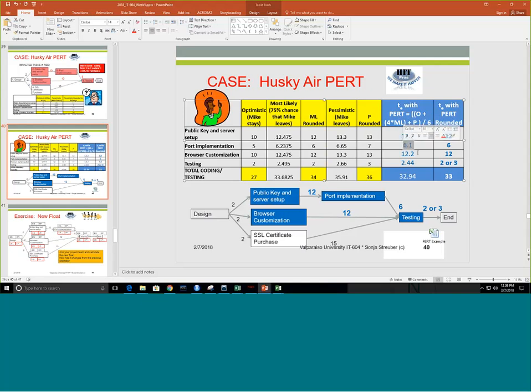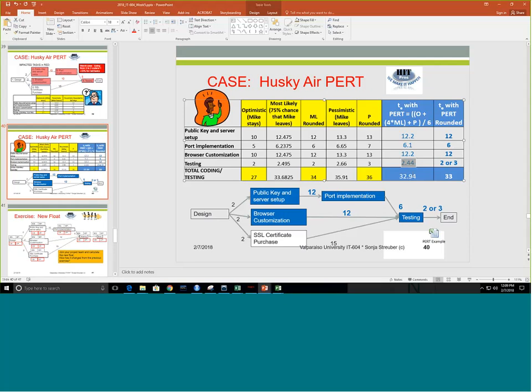This task comes out at 6.1, 12.2, and 2.44 days. So now this allows me to build a much more realistic schedule, a schedule that has the risk of Mike leaving, which I didn't know about, but now I do. I've calculated that risk into my schedule.